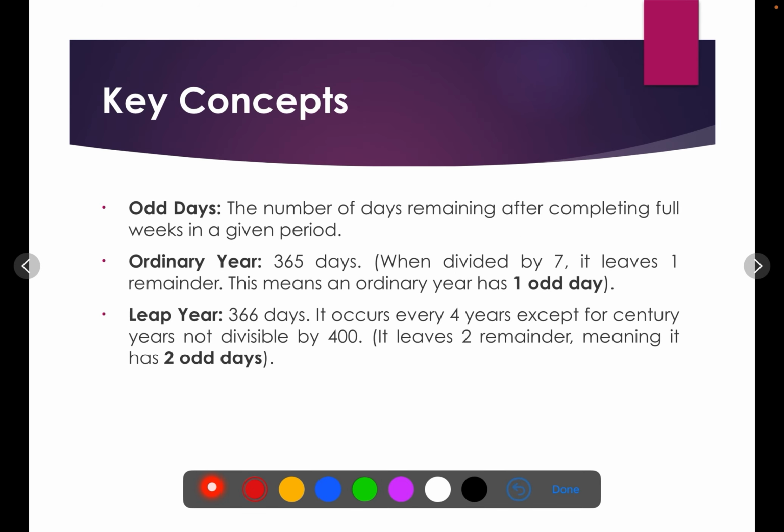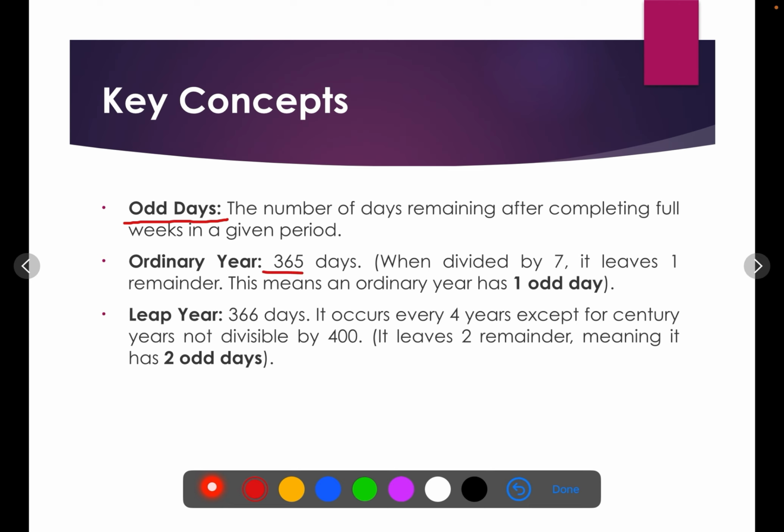Odd days. So odd days has a very important relevance in this topic. What are odd days? Odd days are basically the extra days over the week. So if I say there are 30 days in a month, so 30 days means 30 divided by 7 completes 4 weeks. 2 days are extra, 2 is a remainder. So here we will say 2 are the odd days.